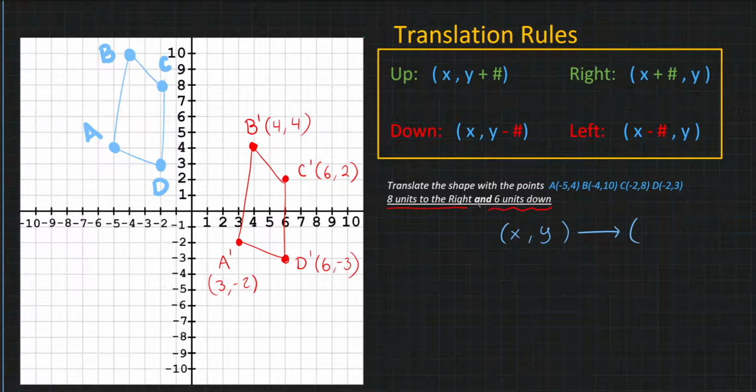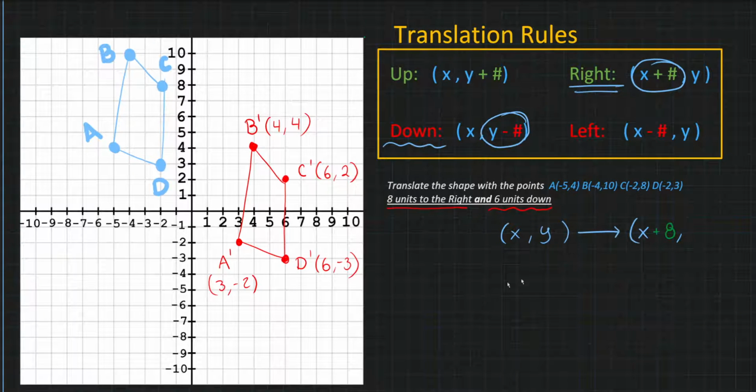Firstly, we're going to move 8 units to the right. Well, if I want to go right, that means I add to the x. So I'll go x plus, and then however many units I want to move right. There we go. 6 units down. I'm going to look for down. Here it is. That means I'm going to subtract from the y. y minus 6, because that's the number of units I want to go down. Minus, subtract. Down, lower, right? Cap that off. And now I'm ready.